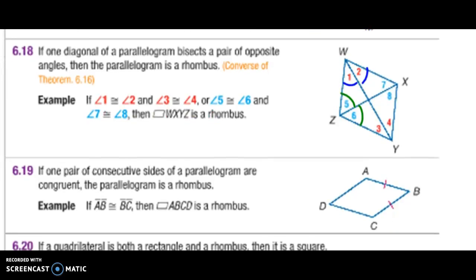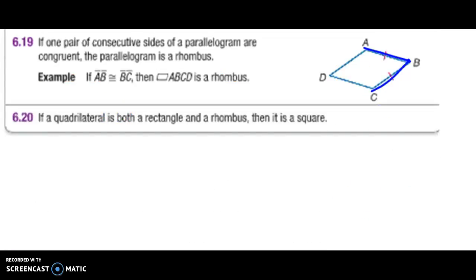Theorem 6.19 says if one pair of consecutive sides of a parallelogram are congruent, then the parallelogram is a rhombus. So essentially it's saying if you have this side right here and also this side right here, the ones that are connected by a vertex, if those are congruent, then it has to be a rhombus. Okay? And finally, the last one, if a quadrilateral is both a rectangle and a rhombus, then it's a square. So this one's going to help us.